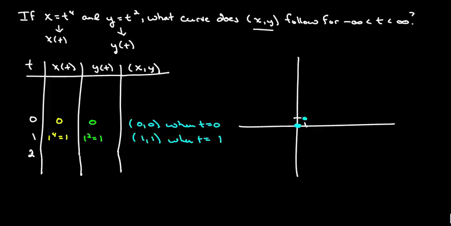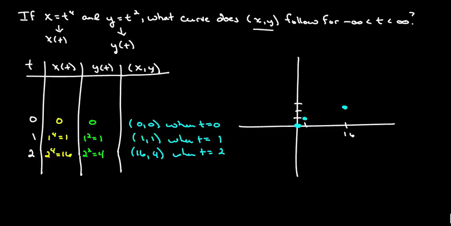When t is 2, we get 2 to the 4th, which is 16. That got big really quick. And y is 2 squared, which is 4. So our x value is 16 and our y value is 4. That's when t is equal to 2. So we go out to 16, and then 4 up. This right here is when t is equal to 2.